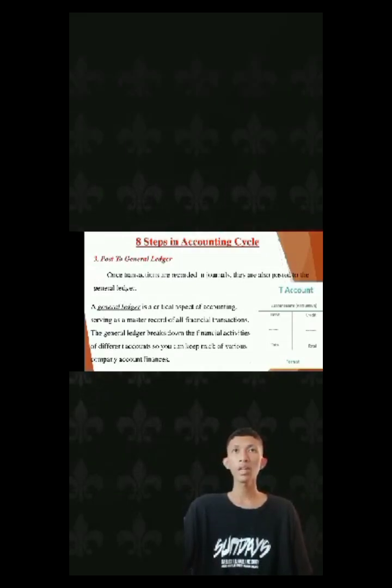Post to the general ledger. Once transactions are recorded in the journal, they are also posted to the general ledger. A general ledger is a critical aspect of accounting, serving as a master record of all financial transactions. The general ledger breaks down the financial activities of different accounts so you can keep track of various company account finances.